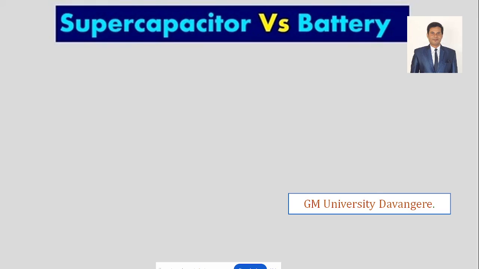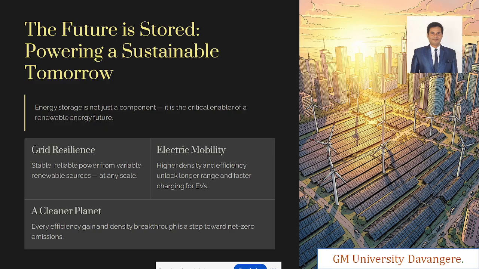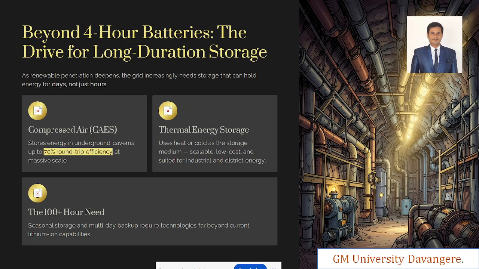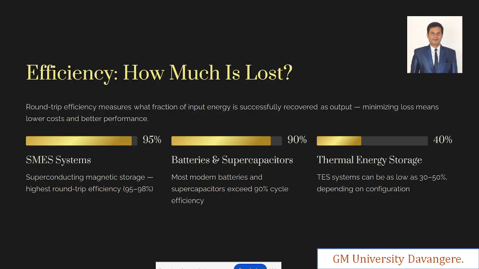All right, so let us see how the supercapacitor and the battery come into the picture. I hope it is clear to everyone. Uday, sir, is it clear? Is everything I have discussed so far clear to everyone? Yes, sir.